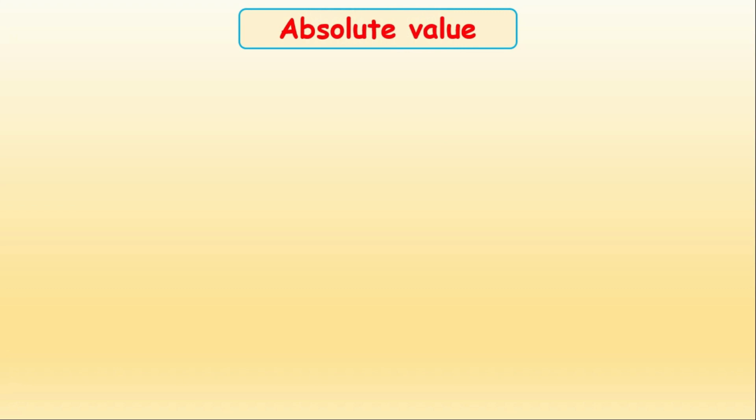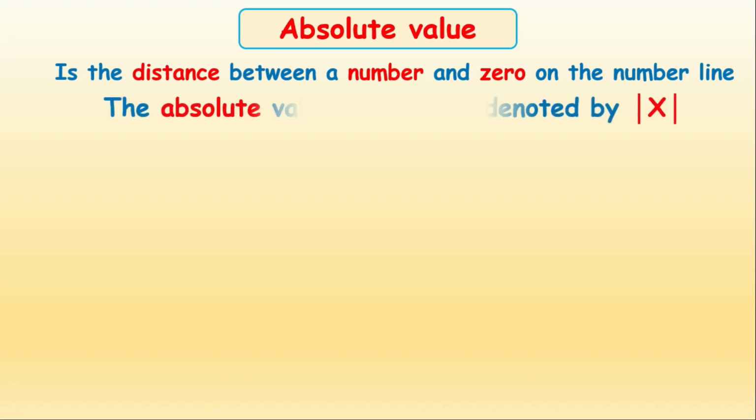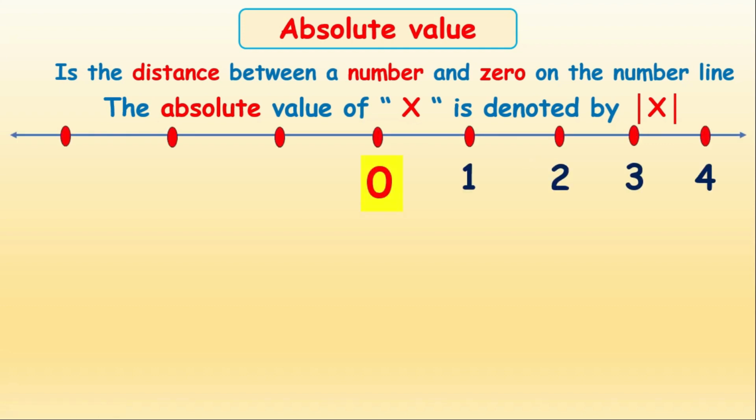So now let's show the meaning of absolute value. Absolute value is the distance between a number and zero on the number line. What does it mean? For example, the absolute value of x. X refers to any number. You can write the absolute value of x using this symbol. And x here can be any number, negative or positive. Okay? Let's show using a number line, zero and positive numbers and negative numbers.